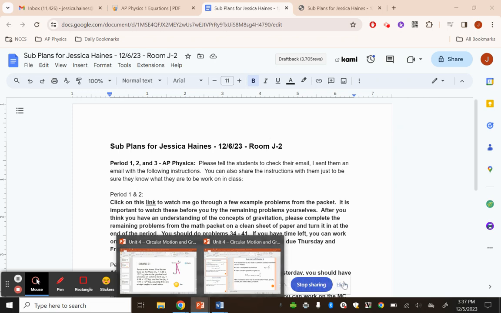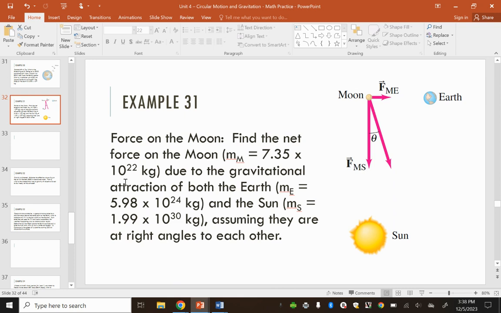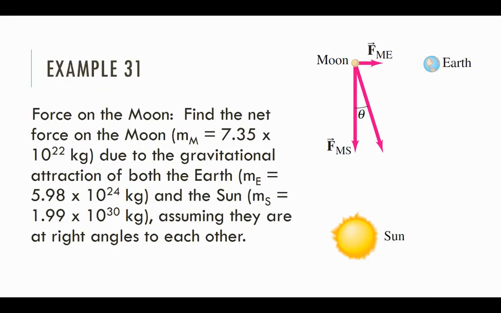Okay, so we are going to go ahead and start where we left off yesterday, which was on example problem number 31. We talked about yesterday that you have to find and solve for both of these forces to find the net force. We want to know what that is. Once we find these two values, we can use the Pythagorean theorem to solve for that resultant net force. Sorry, that doesn't look like net at all, but you get the idea.